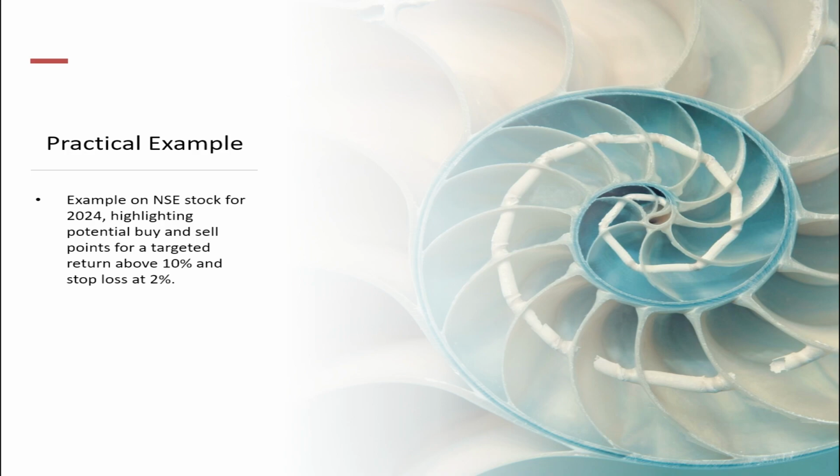Here we will see how we can apply our strategy. We will choose a popular stock from the NSE, and then we will run our script to detect where the stock hit the Fibonacci levels in the year 2024. Our script will also highlight potential buy and sell points so that we can aim for at least 10% return, and then we will also implement a stop loss of, let's say, 2%.